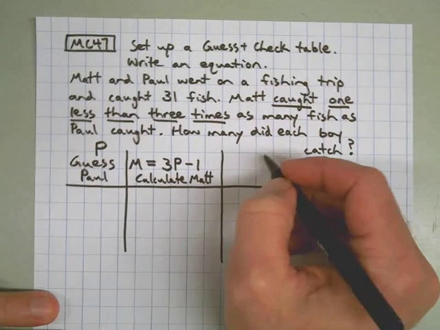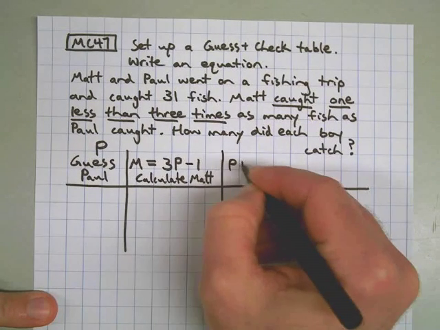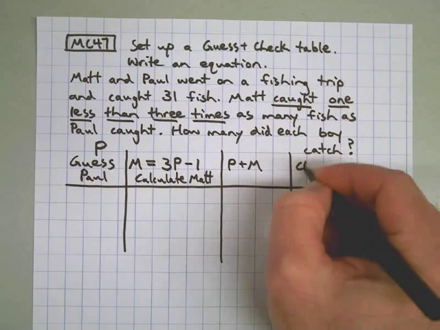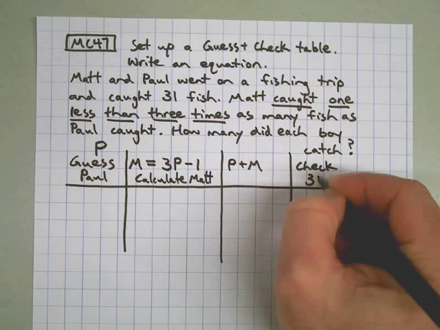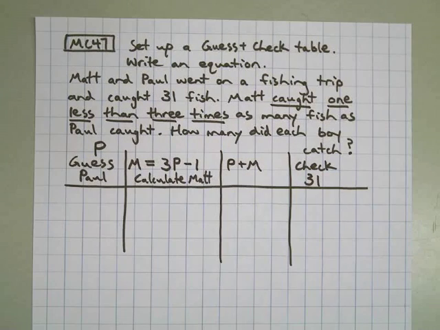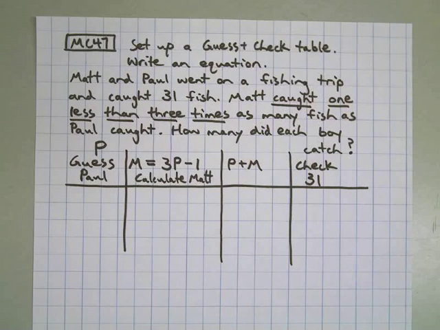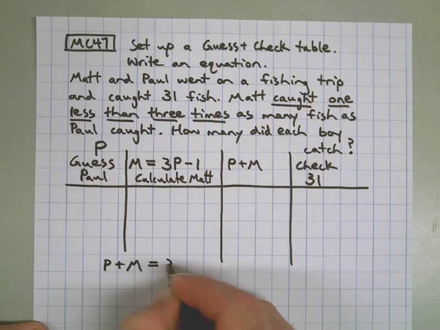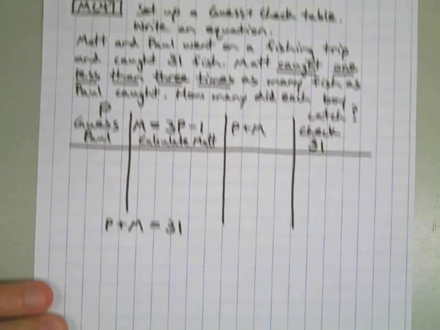Then when I have that, I just want to add Paul plus Matt, and then I'm going to check against 31 because the problem tells me that together they caught 31. So I've set up the guess and check table, and at this point I could go ahead and start guessing, or I could go ahead and write an equation to show this. So here's how we do this. We have Paul plus Matt equals 31. Right? Together they caught 31 fish.